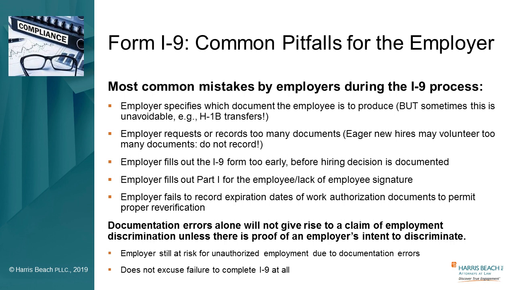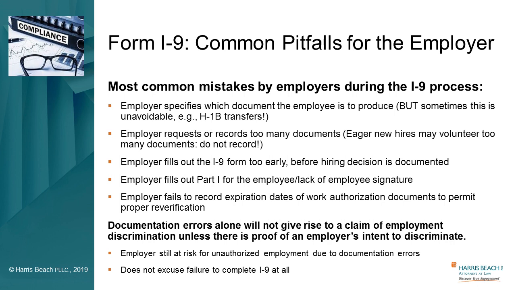All right, some common pitfalls for employers. Some of the most common mistakes by employers during the process: the employer specifies which document the employee is to produce. So you tell them, this is the document I need. You can't do that. The employee looks at the instructions on the I-9. They present to you one of the documents from list A, B, or C.